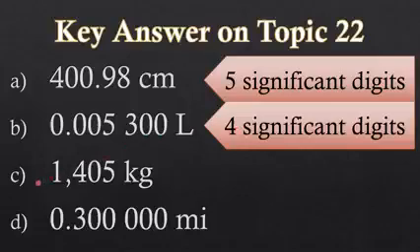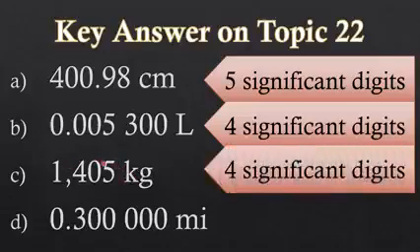In letter C, we have 1,405 kilograms. 1, 4, and 5 are non-zeros. Therefore, they are significant, and also the 0 in between 4 and 5. So we have 4 significant digits.